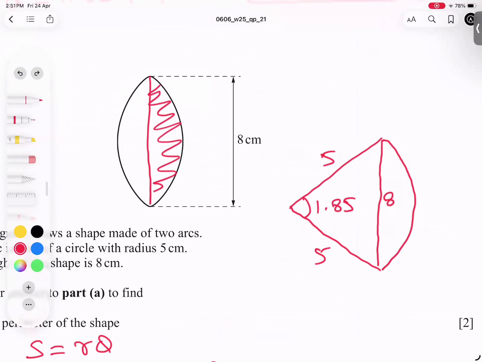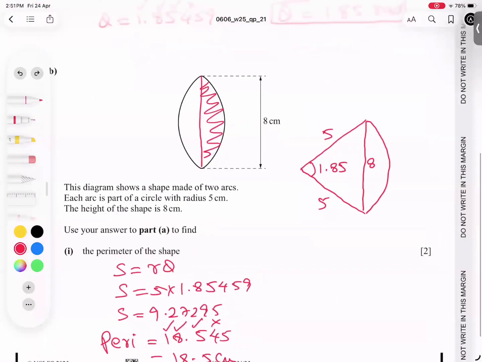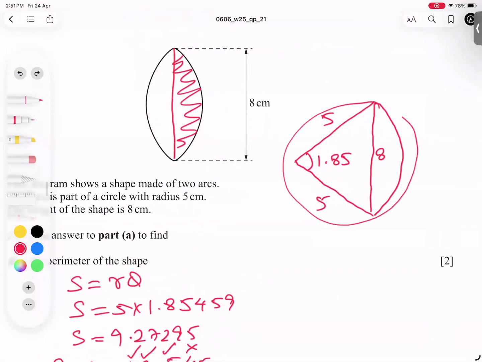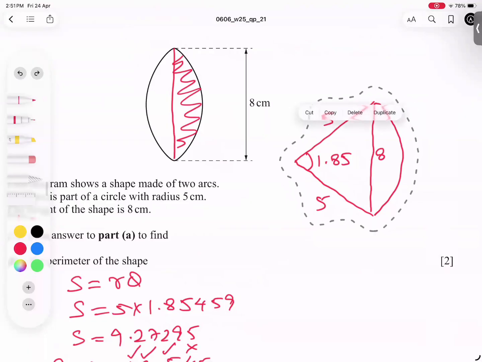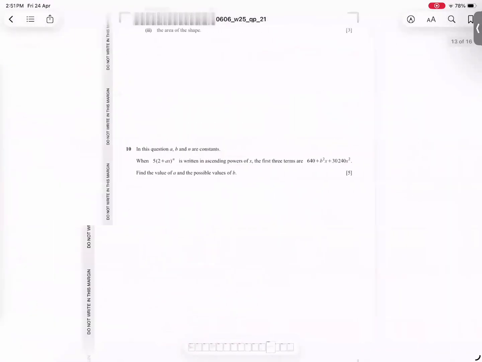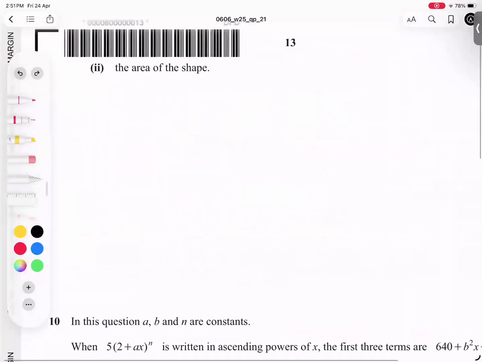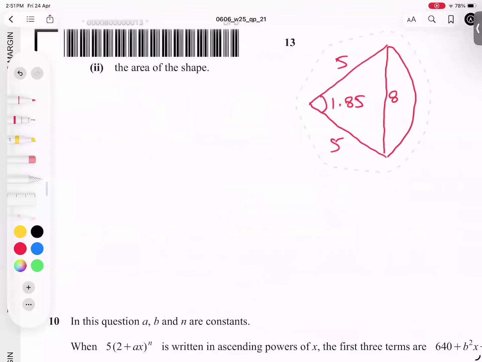But how to get the segment area? The planning is so simple. Full area is the sector and this is the triangle, so I'm going to subtract them. This diagram I'm going to copy from here and bring onto the other page. Okay, now I'm going to finalize this question.